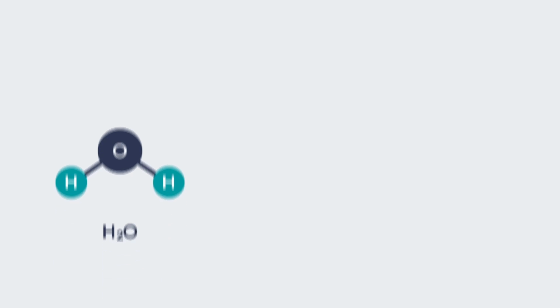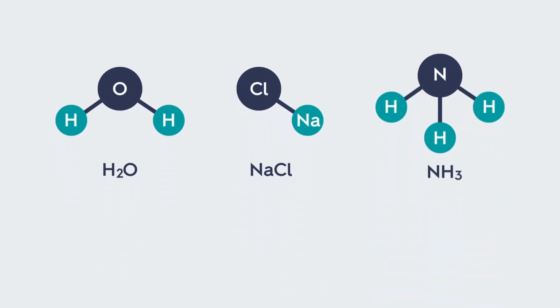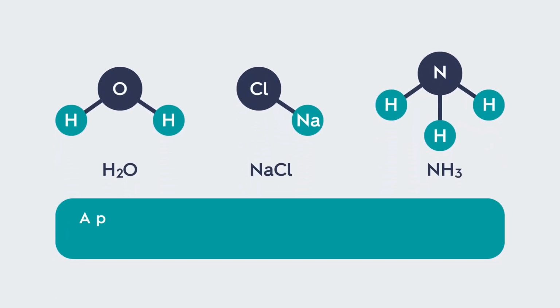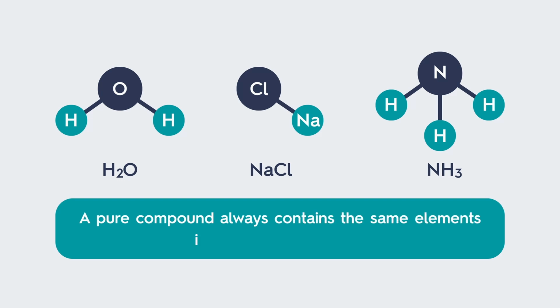Now, let's start with a core idea. The law says this: a pure chemical compound always contains the same elements in the same mass ratio, no matter where the sample comes from or how big the sample is. That definition can sound abstract, so let's make it concrete with an example.